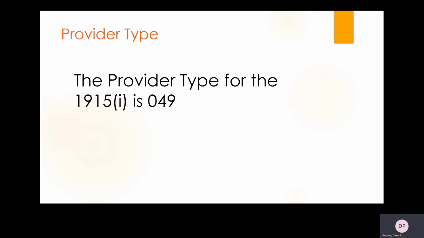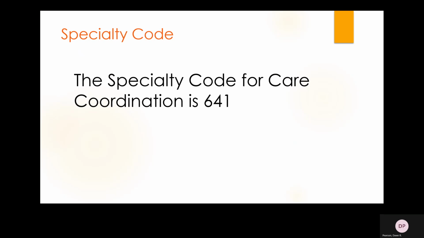The provider type for the 1915I is 049. All 1915I providers use provider type 049. The specialty code for care coordination is 641. Each service has its own specialty code.